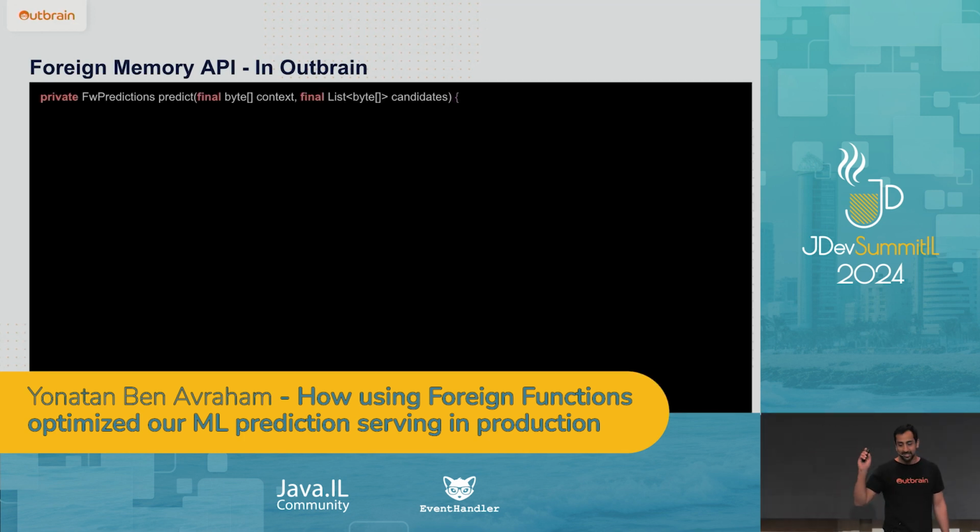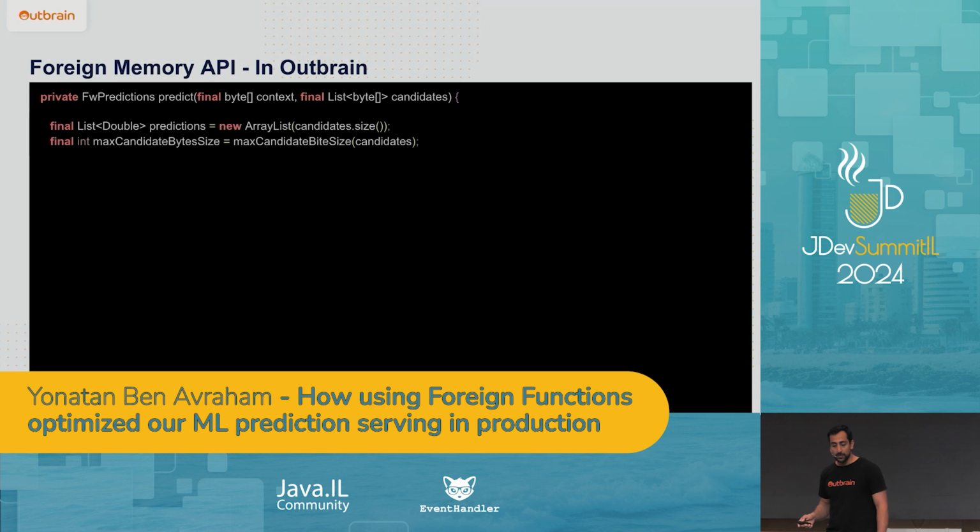So this is the Java function that is going to do the prediction. It receives a byte array with all the contextual features and a list of byte arrays of all the candidates. And the first thing we are doing is initializing two variables, the predictions and the max candidate byte size. The max candidate byte size we just need in order to create the buffer. And now the first really important class we are going to see here is the arena. And with this instance of the arena, with arena open confined, we are going to do the allocation in the off-heap memory and the deallocation.